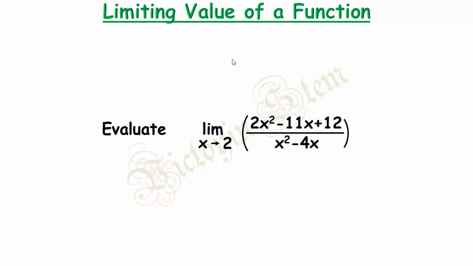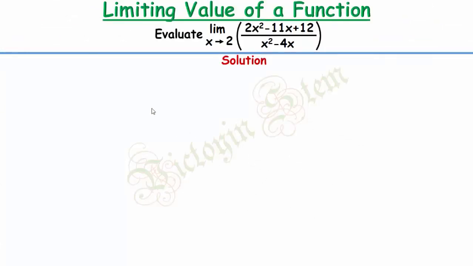Today I'm going to solve the problem that is requesting us to find the limit as x approaches 2 of 2x² − 11x + 12 divided by x² − 4x. So to solve this problem, we need to factorize the numerator and the denominator.